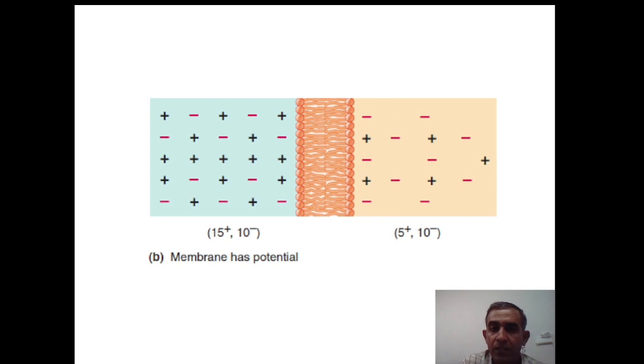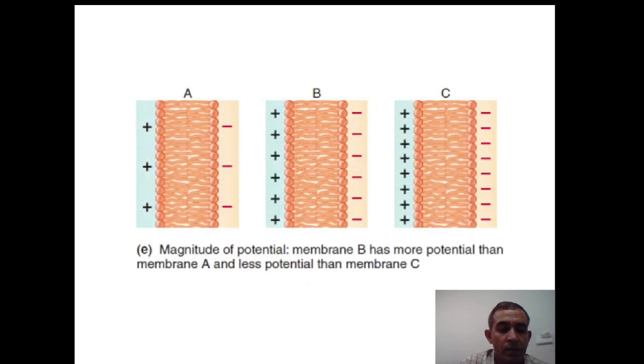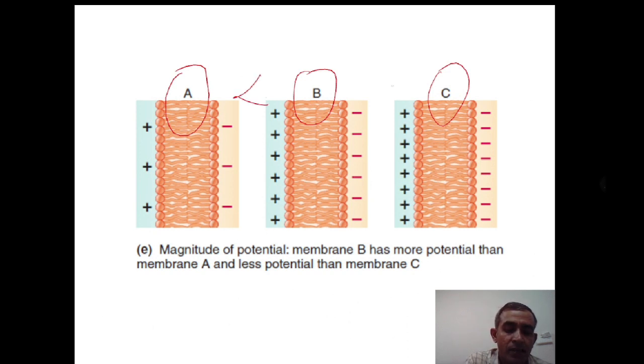In the second image, you can see here there is plus 15 and minus 10, so plus 5. Here plus 5 and minus 10, so minus 5. The potential difference, plus 5 minus 5, is equal to 0. So again the RMP is 0 in this hypothetical condition. Now in the three images A, B and C, the magnitude or strength of the RMP in B is greater than in A and less than in C. That is the strength of the RMP.